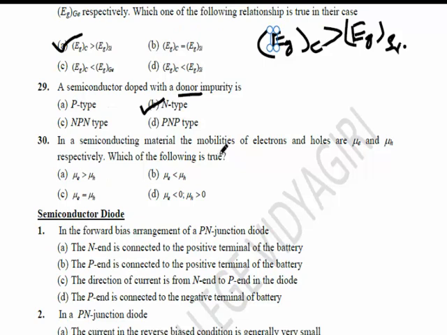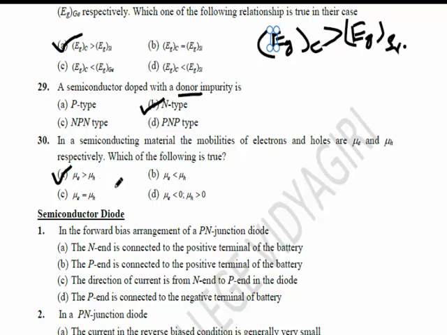In a semiconducting material, the mobilities of electrons and holes are mu E and mu H respectively. Which of the following is true? The mobility of electrons is greater than holes, or less than holes, or equal to. As I discussed, the mobility of electrons is greater than that of holes, already discussed in the above question. So option A is correct.